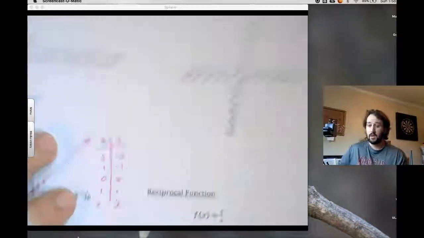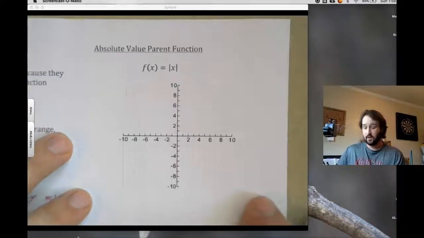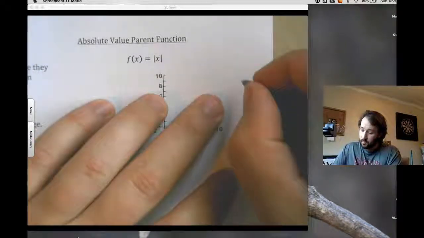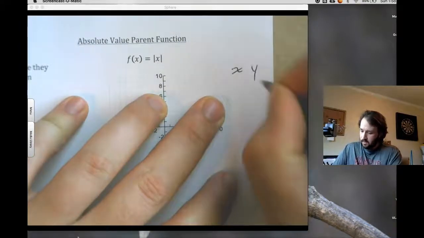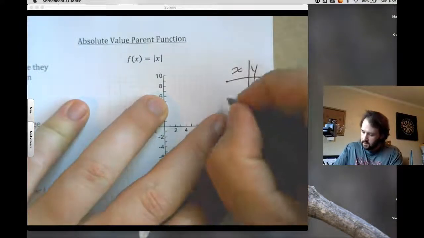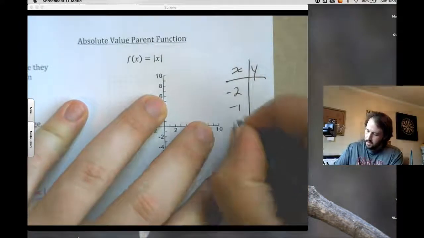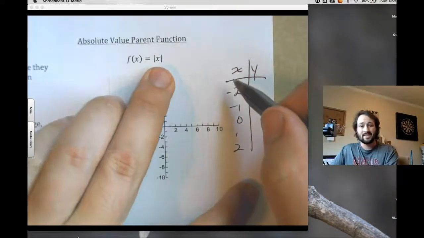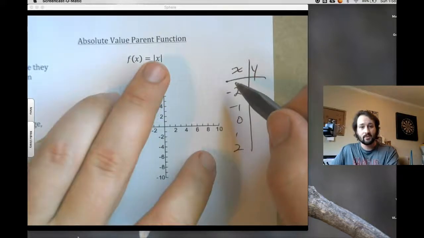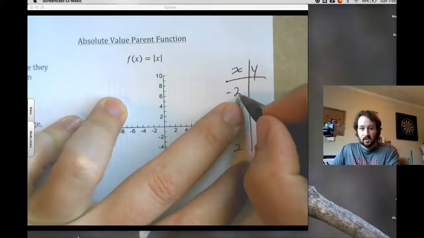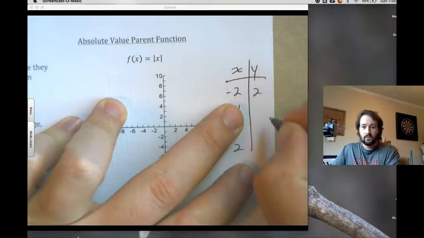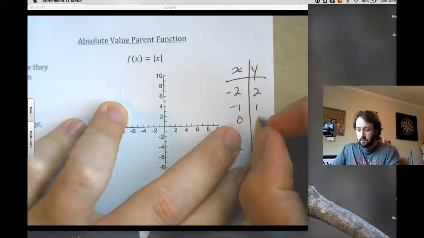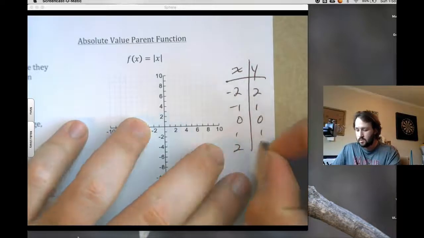All right, moving on. We have the absolute value parent function, which Apex has talked about a little bit, but now we're just going to go into more depth on it. Finally, hate that they talk about it without actually working with you. All right, so remember the absolute value just means the distance from 0. So if I'm taking the absolute value of x, -2 is 2 units away from 0. -1 is 1 unit away from 0. 0 is 0 units away from 0. 1 is 1, 2 is 2.